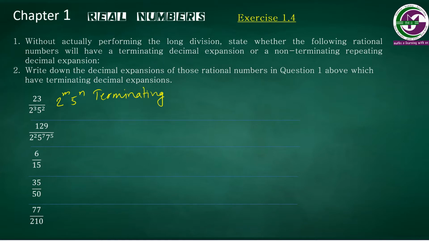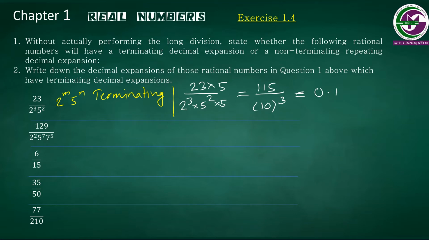Now, since it has a terminating decimal expansion, for question number 2, we'll find the decimal expansion. So we'll make the pairs. 23 divided by 2 cube times 5 square is already there. So we need one more 5 to make the pair with the 2. So we'll multiply that 5 in the numerator also. So 23 times 5 is 115. And there are 3 2's and 3 5's. So we'll get 10 to the power 3. So 1000, right? 3 zeros. So we need 3 decimal places in the number. So we'll get 0.115.